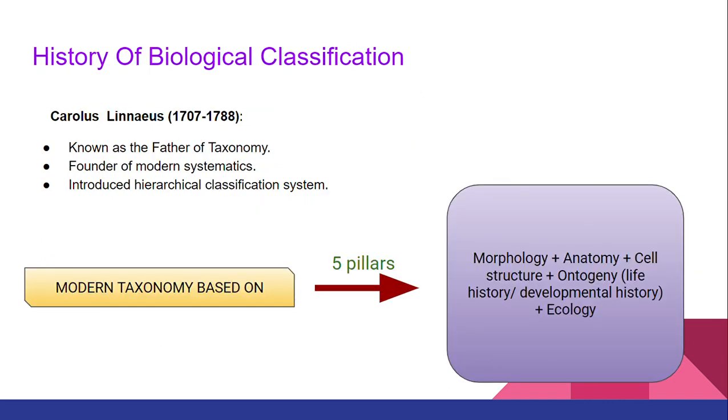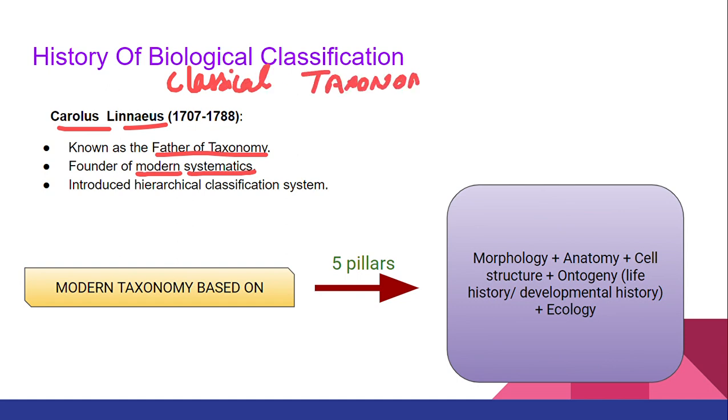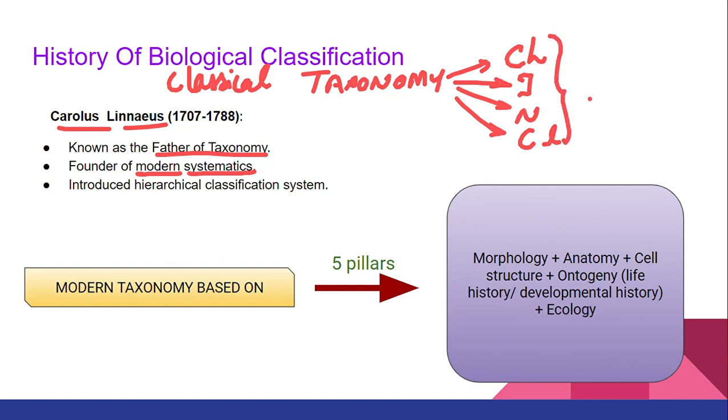Okay. Now, history of biological classification. Carl Linnaeus is the father of taxonomy. He is also the founder of modern systematics. Now, in the previous class, we also studied taxonomy. That taxonomy was your classical or basic taxonomy. In basic taxonomy, we studied the 4 pillars or processes. What were the 4 pillars or processes? Characterization, identification, nomenclature and classification, right? These are the 4 processes or pillars of classification.